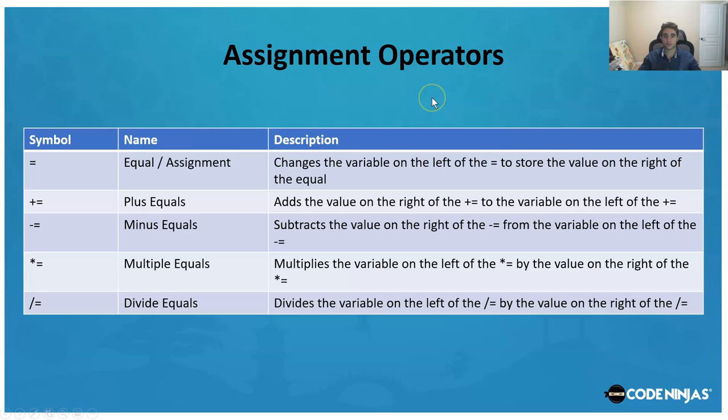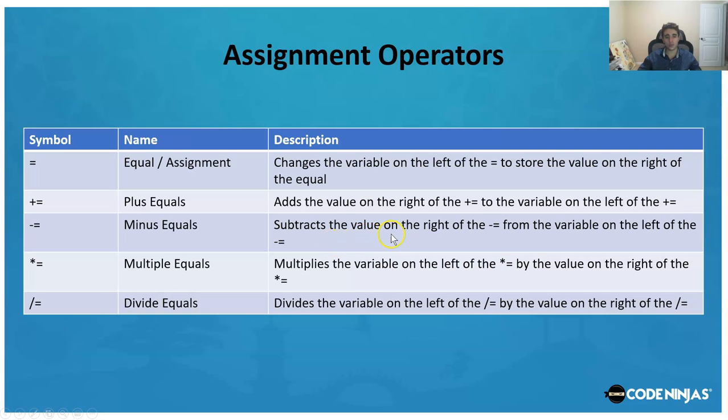Assignment operators. Assignment operators will both use the current value of the variable and assign it a new one. They all involve the equal sign. The first one is the equal sign by itself, and it changes the variable on the left of the equals to store the value on the right of the equal. Then we have plus equals. It adds the value on the right of the plus equals to the value on the left of the plus equals. Then we have minus equals.